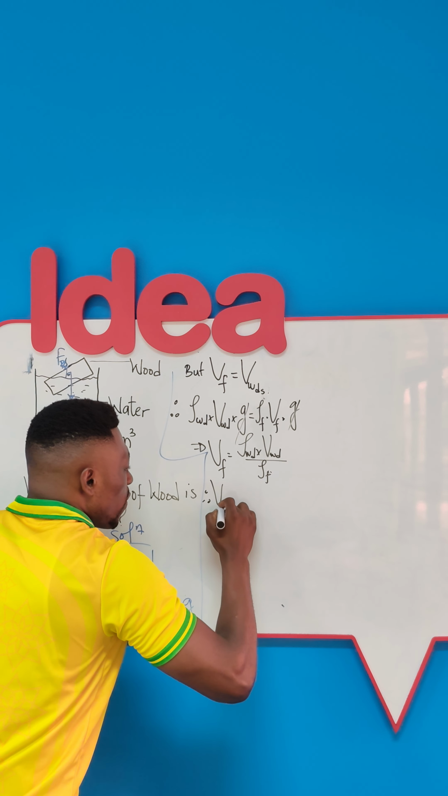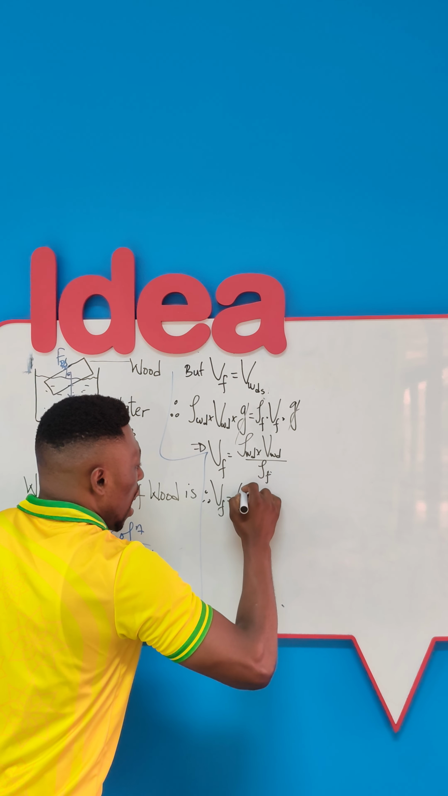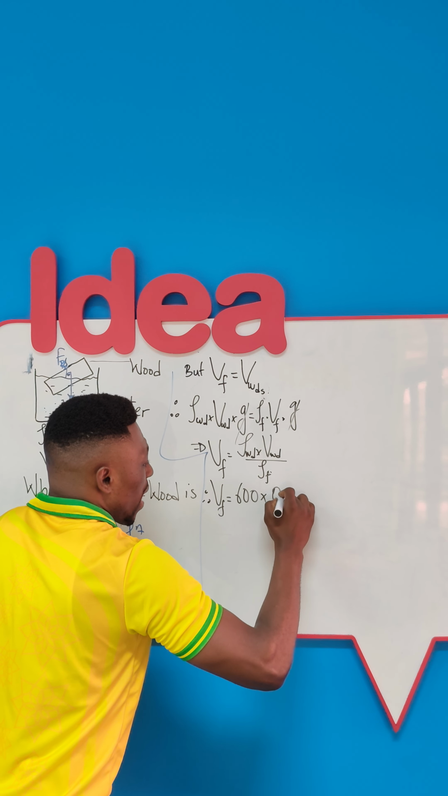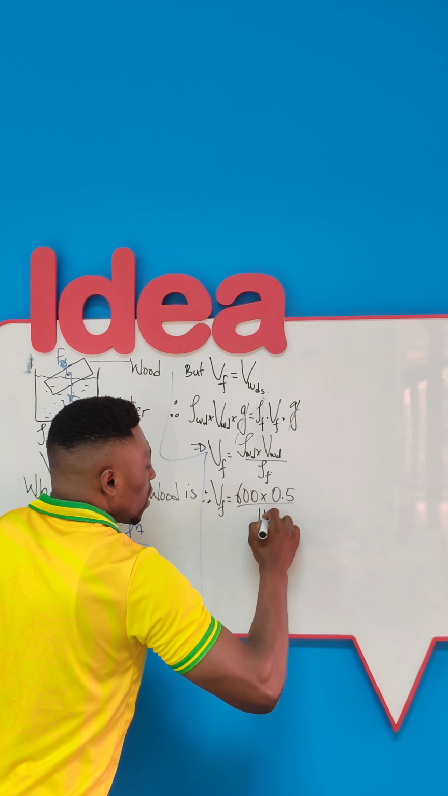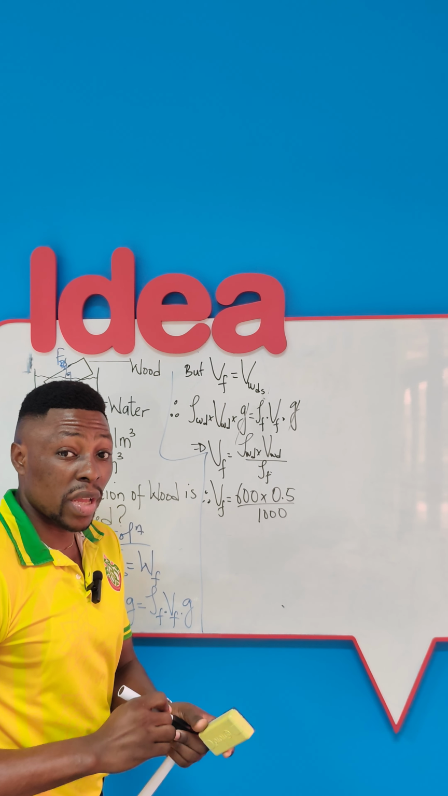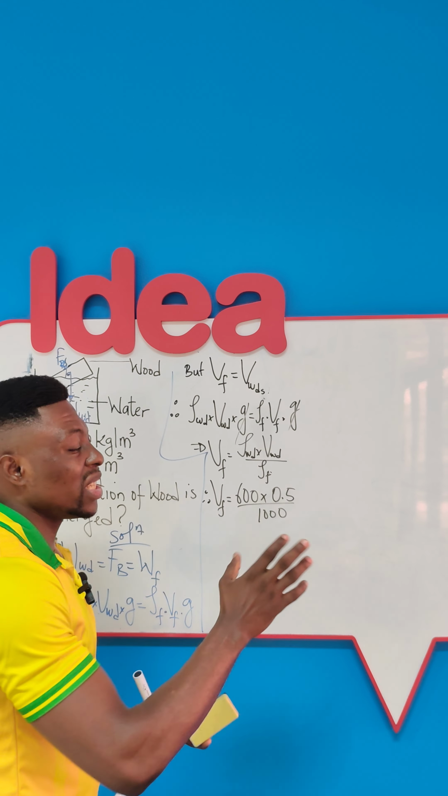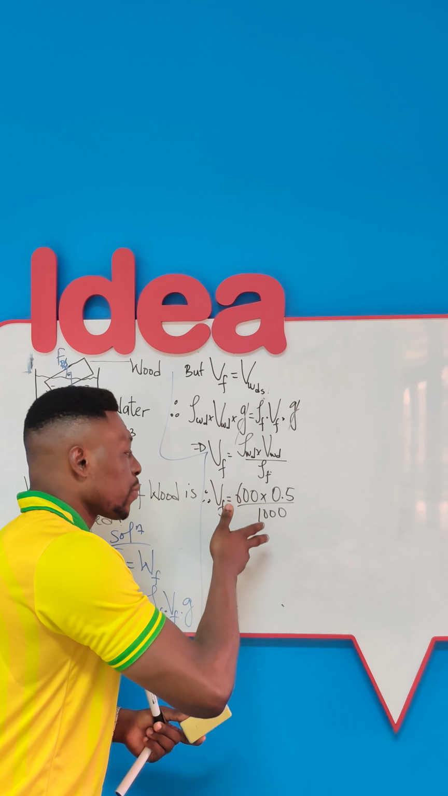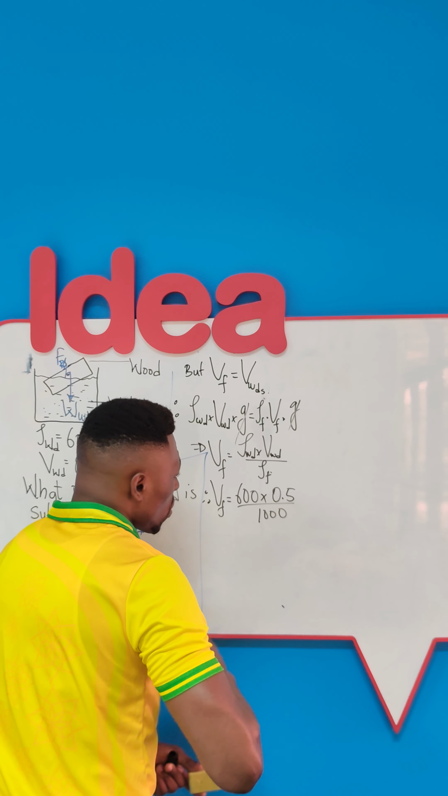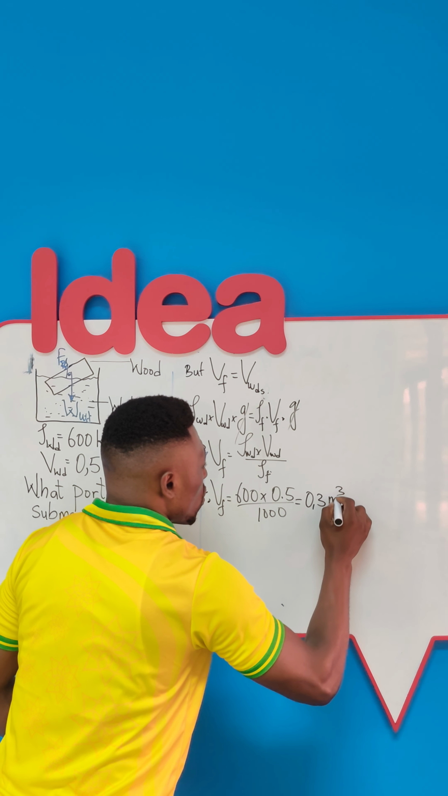Therefore, if you carefully punch in your calculator, you will have that here we have 600 kilograms per meters cube, here we have 0.5 meters cube, and then here we have 1,000 kilograms per meters cube. You're wondering where 1,000 is coming from. This is the density of pure water, all right? It's very approximately equal to 1,000 kilograms per meters cube. And if you punch this correctly, you're going to have that this will give you 0.3 meters cube.